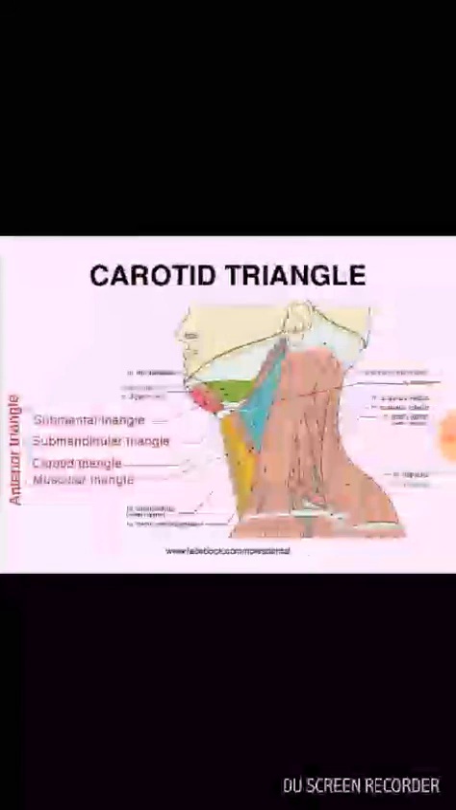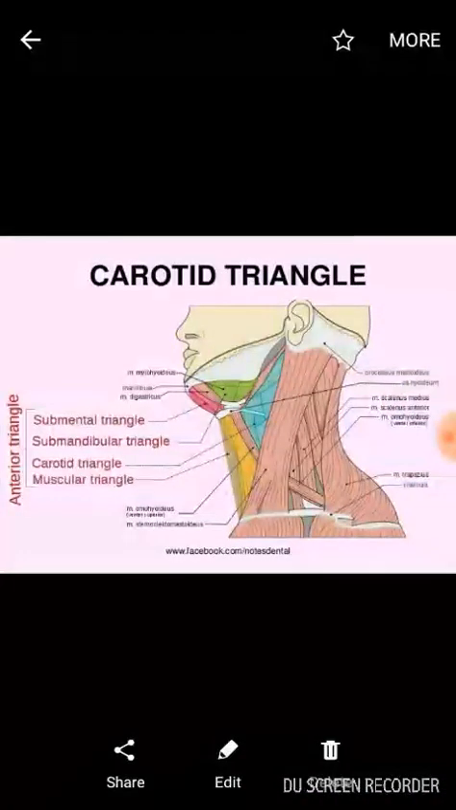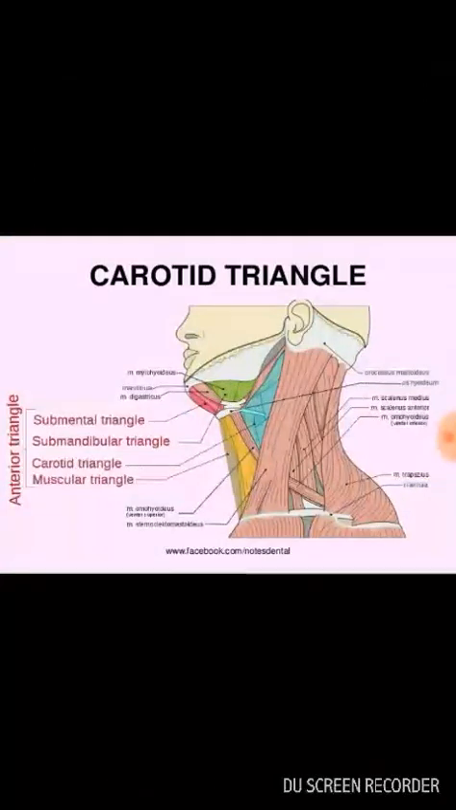Next triangle we're going to look at is the submandibular triangle. The submandibular triangle is right here, and as you can see, anteriorly it is bounded by the anterior belly of the digastric, or antero-inferiorly. Posterior inferior is bounded by the posterior belly of the digastric. Superior is bounded by the mandible. Okay, so what is it covered by?